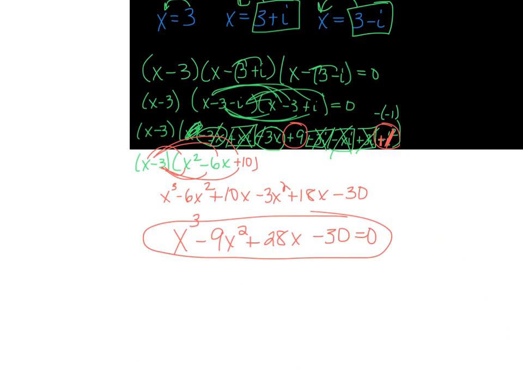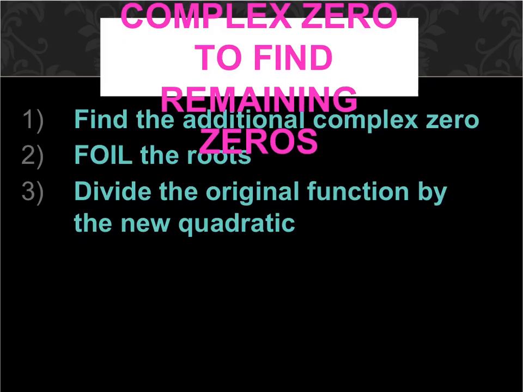When you have complex zeros, they give you one, and then you have to find the remaining zeros. You're going to have to use long division. They're going to give you imaginary zeros, and you're going to find a real one. This will work out every time. So if it doesn't, then you did something wrong. You need to check your work.